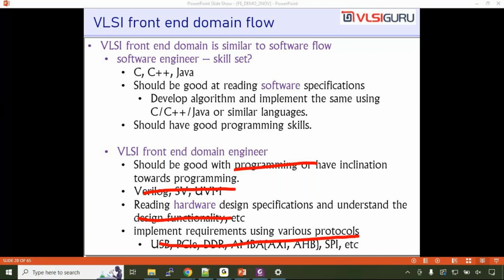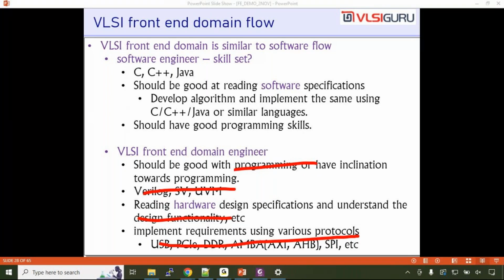Then they should be very good with the tools. There will be some software we use in VLSI. You might have used Cadence Virtuoso, ModelSim, something like that. So you should be good at using such software. That is the skill set required for a back-end domain engineer.